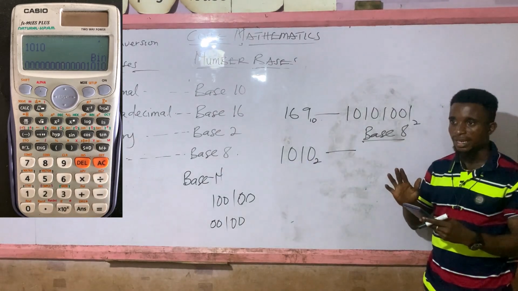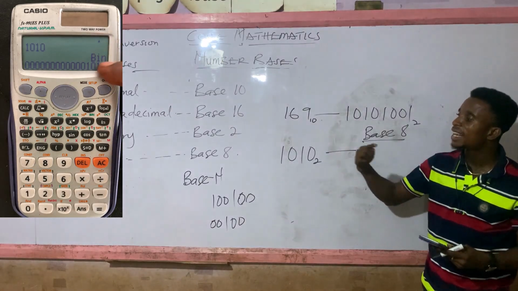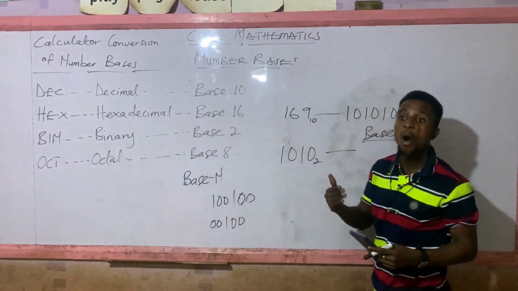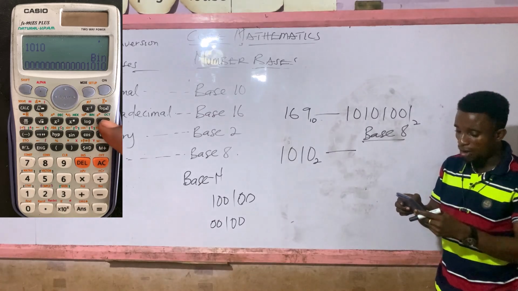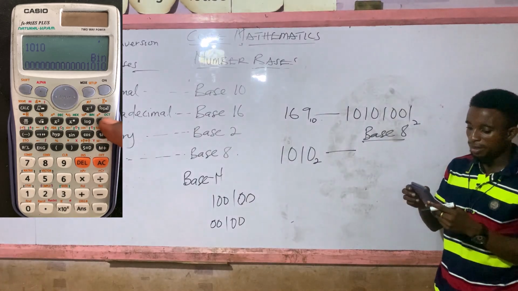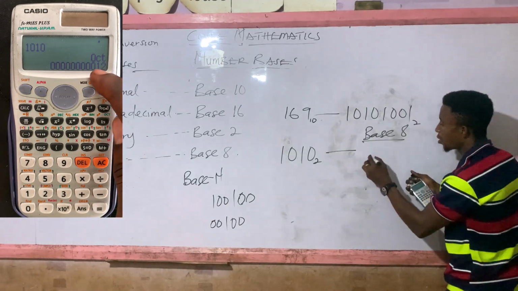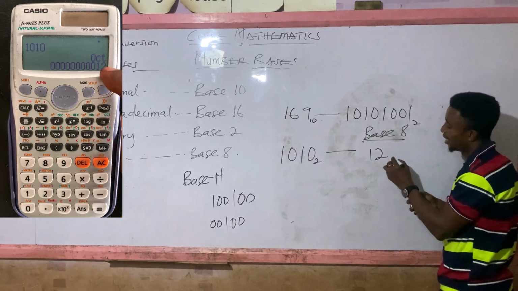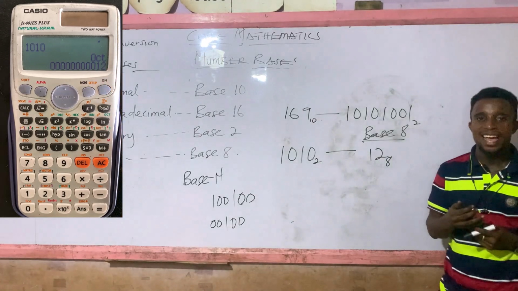Are we getting that? Then now we want to convert it to base 8. So what do we do? We click on the oct instead of the decimal. We want to convert to base 8, so I'll click on the oct. And clicking on the oct, I have 12. No, I have 12 base 8. Please, do you get that?